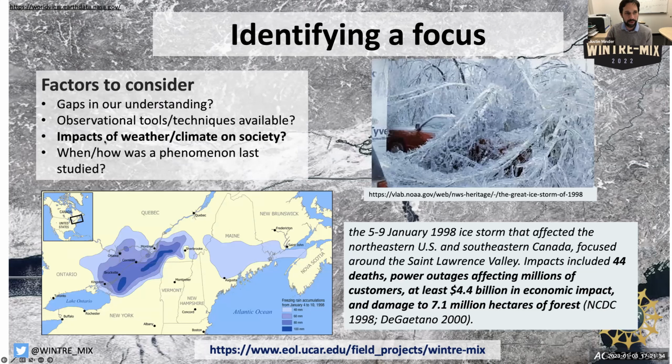We also mentioned the importance of impacts on weather and climate and society. So in our proposal, we mentioned this historical and very damaging ice storm that happened in the same region that we wanted to study. In 1998, this big ice storm caused numerous deaths, power outages, billions of dollars in damages, and huge impacts on the local forests. So this is one of the ways that we motivated the observations that we wanted to collect.